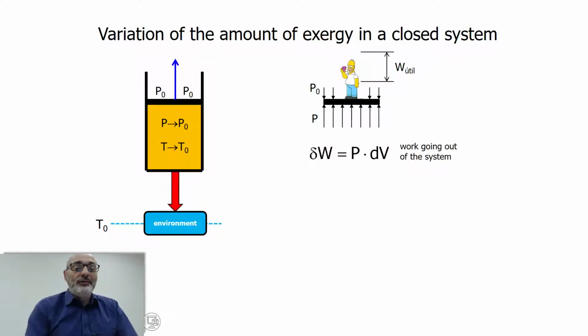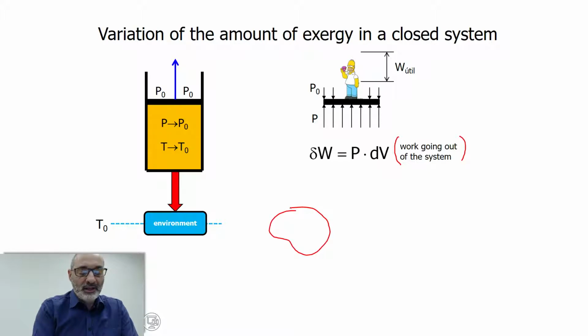The amount of useful work going out of the system, the amount of work produced by the system, just an observation before I go on. The system, the yellow substance, is going to produce a certain amount of work, and part of this work is useful.